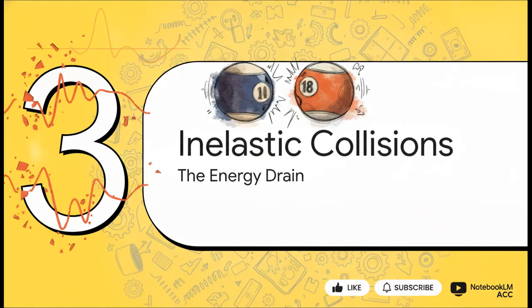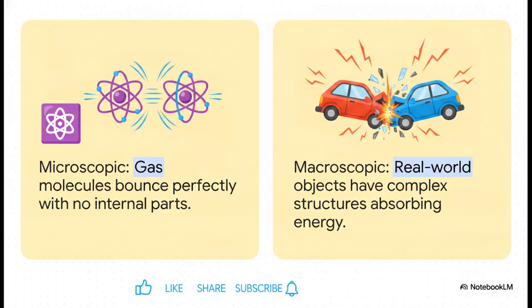Let's step back into our world for section 3, inelastic collisions, the energy drain. Let's see where that energy actually goes. Notice the stark contrast we have here. While a microscopic gas molecule bounces perfectly, a real-world macroscopic object, like a car or even just a tennis ball, has a super complex internal structure. When these macroscopic objects collide, they involve messy, non-conservative forces like friction. They have parts that bend, break, or vibrate.